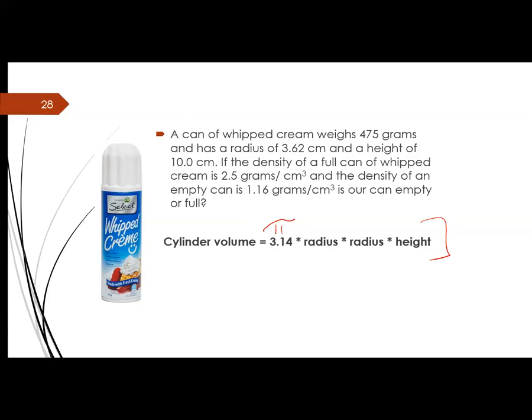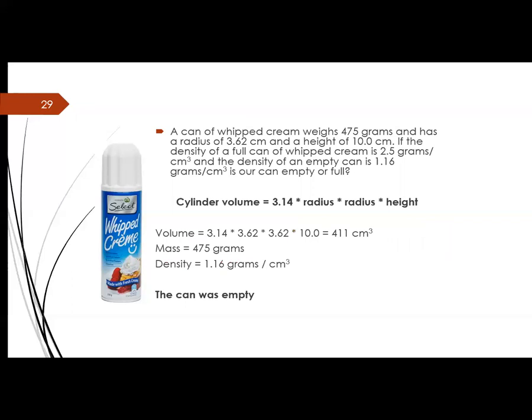So to do this, one of the first things I did was I went ahead and found my volume. Once I knew my volume, I could then use its mass and its volume to determine its density. So I found its volume, 411 cubic centimeters. I took our mass from the question, 475, and I found its new density, 1.16 grams per cubic centimeter. Now, when I look at that, our density is much closer to empty than it was to full. And so our whipped cream is going to be an empty can.